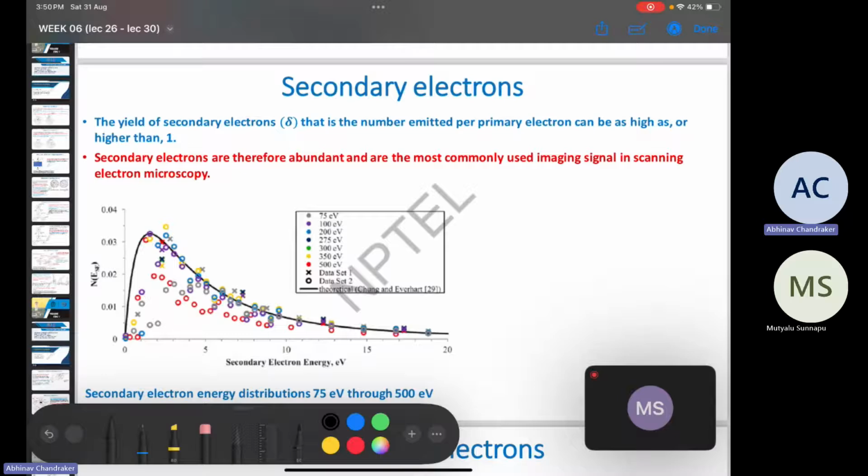The yield of secondary electrons which get generated from the primary electrons due to interactions of the primary electrons is denoted by delta, and it tells how much secondary electron emission happens per primary electron which is reaching the specimen.